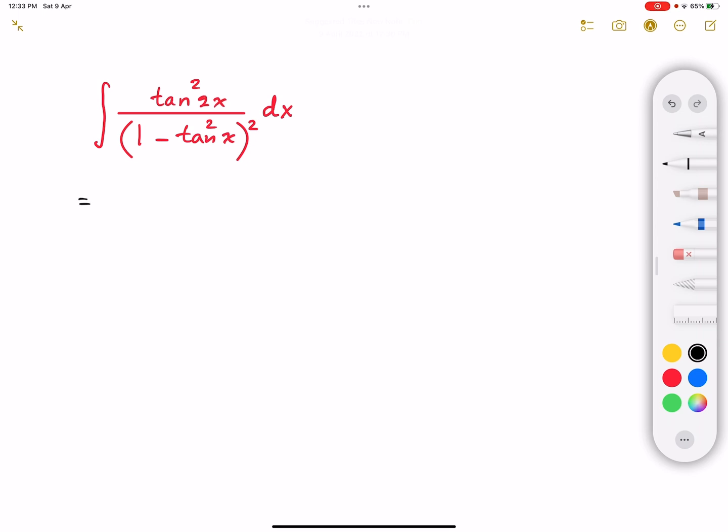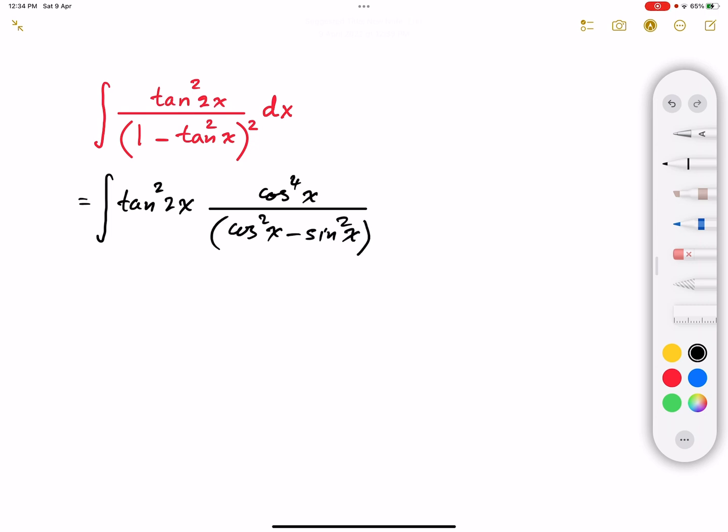So this is going to be equal to the integral of tangent squared of 2x, and for the denominator, I can multiply by cosine to the power 4 and divide by cosine to the power 4. That gives me cosine to the power 4 of x in the numerator, and in the denominator, inside the squared term, I have to multiply with cosine squared. So that's going to give me cosine squared of x minus sine squared of x, raised to the power 2, of course, and that's dx.